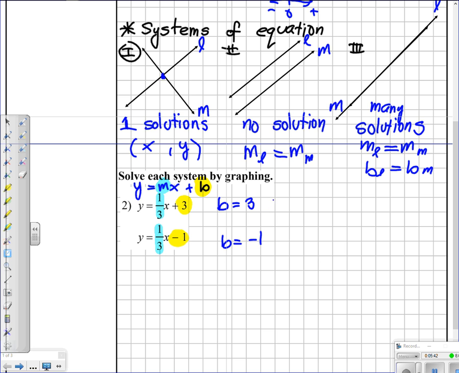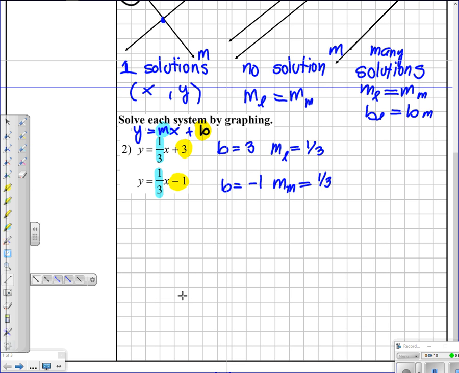So the m, let me call this line L. The slope of line L will be 1/3, and the slope of line M will be 1/3. Now, I don't know if you noticed, but the m's are equal to each other. So more than likely, these lines will be parallel. Okay, so let's go ahead and graph them.